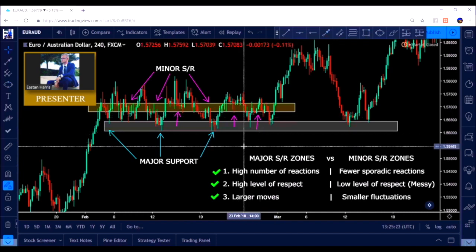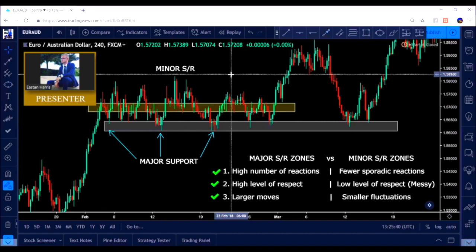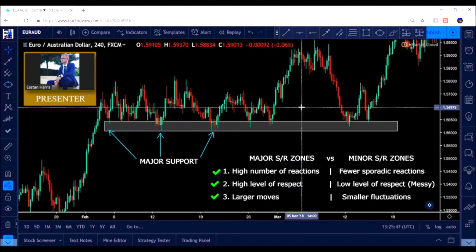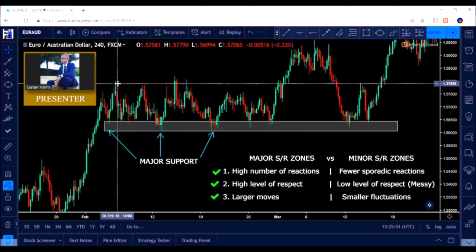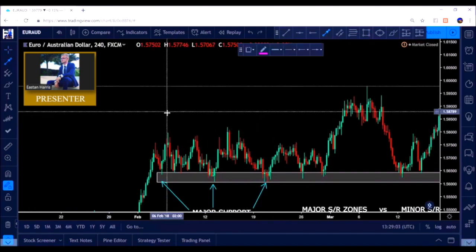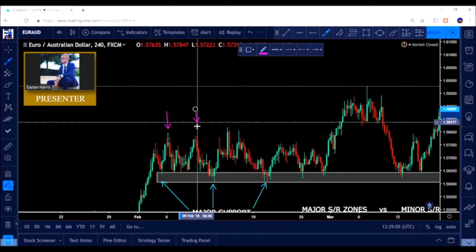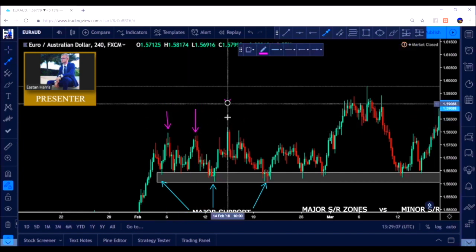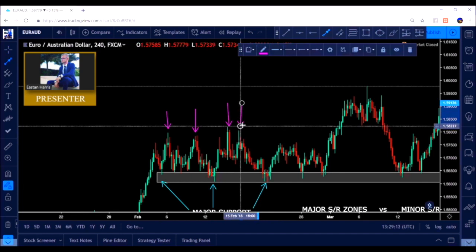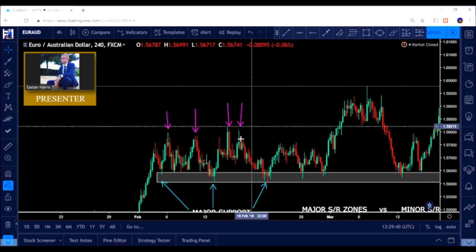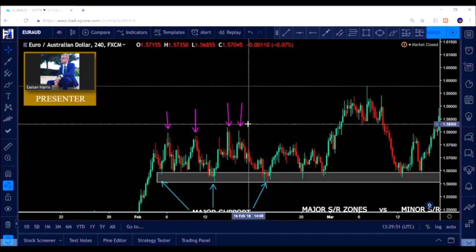Now I'm going to clear this up a little bit, and we're actually going to remove this minor support and resistance. Now I want to look at this area that was just above it. Within this area here, look at the reactions here. Look at how well this zone is respected. You can see it without even drawing the box because it's so well respected. So what we're going to do is draw our zone, and we'll see whether it is major or minor support and resistance.